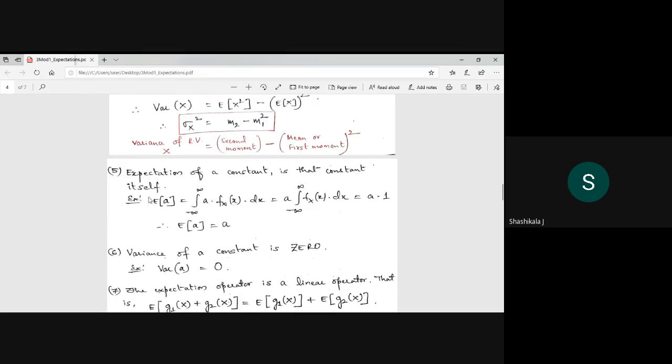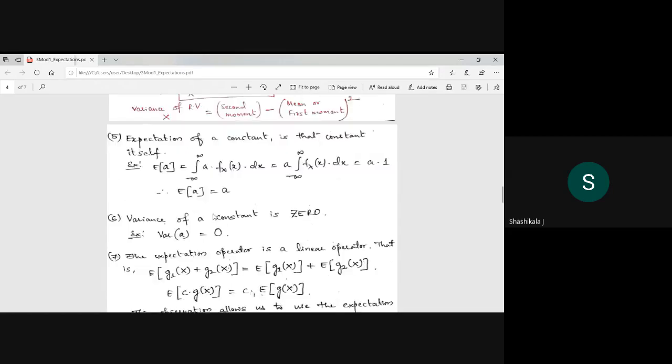Expectation of a constant is E of a. Directly you can write E of a is equal to a, but in order to prove this, according to the definition, it is x into f of x. Here whatever may be there, a into f of x into dx, integrated from minus infinity to plus infinity. So it is a into whatever this value is, which will always be equal to 1. So the expectation of a constant is the constant itself, that you can directly write.